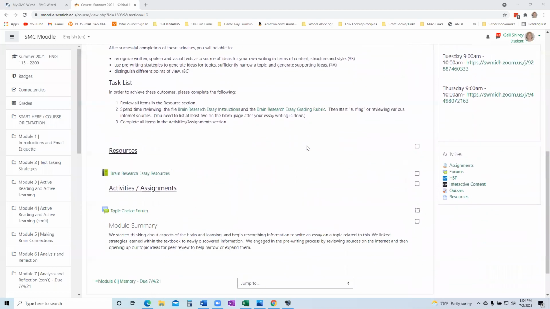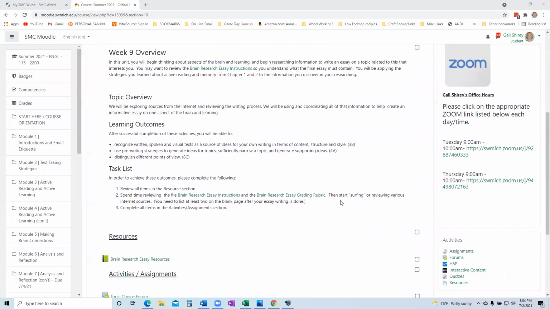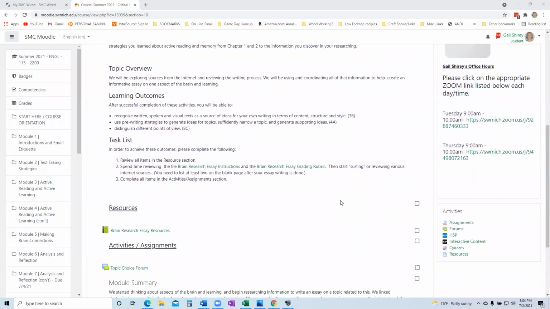So the first thing I want you to take a look at is resources. I tried to put it all in one, like a one-stop shop for you. And in this particular week, our outcomes, you're going to be taking a look at some outside sources for ideas in your own writing, looking at content, structure, style.